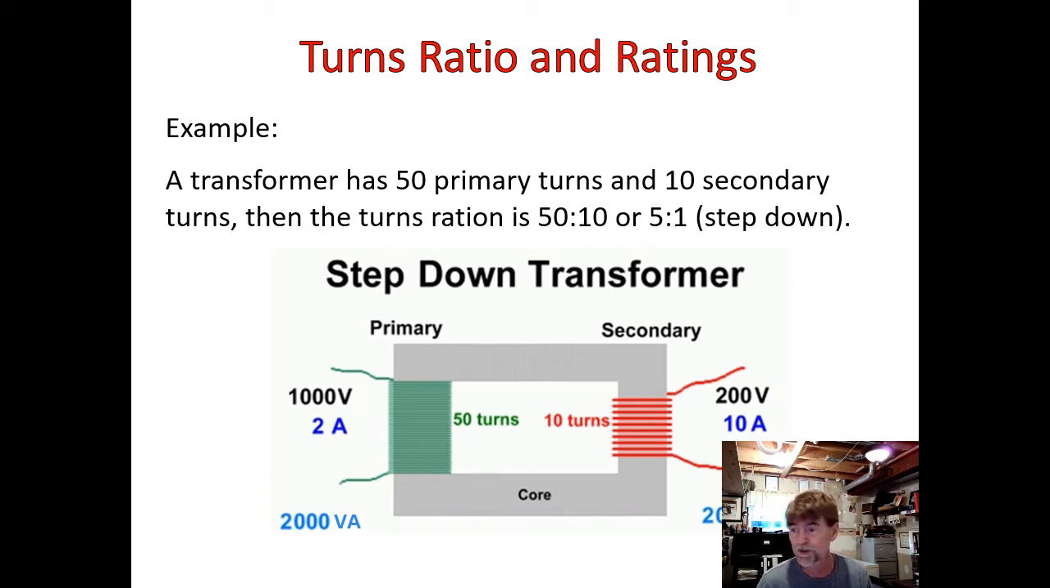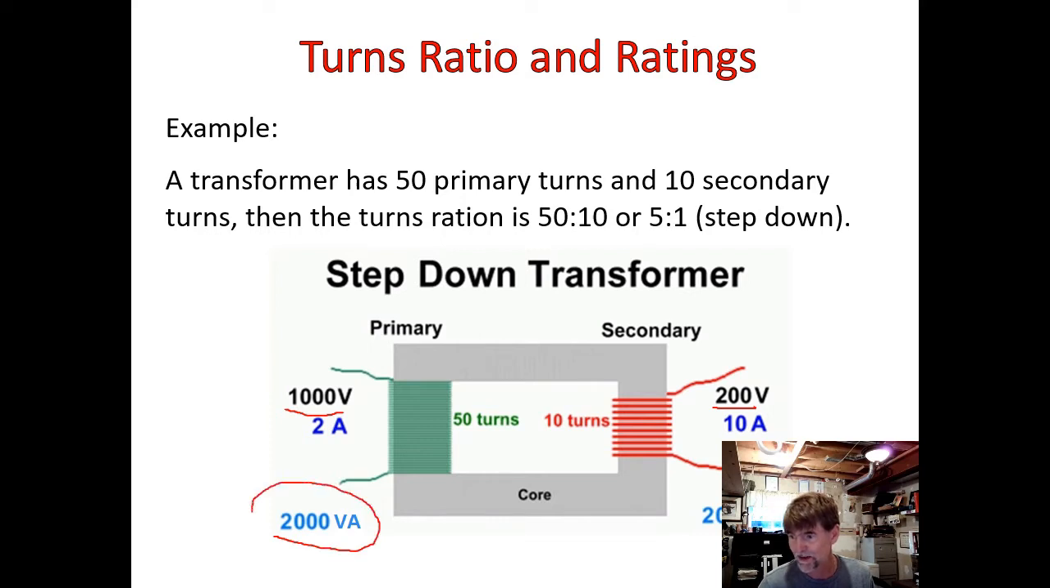Okay, so let's put some more numbers on here. Again, our voltage is going to step down by a factor of 5 to 1. So 1,000 volts on the primary side, 1/5 of 1,000 is 200 volts on the secondary side. Now the current does the exact opposite. So I want to draw your attention down here to the 2,000 volt amps.